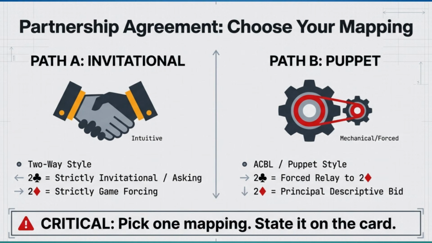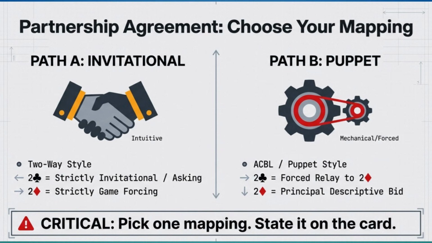Now here's where it gets really interesting. XYZ isn't some rigid one-size-fits-all convention. You and your partner actually have to make a key choice right at the start about how you're going to use it. And believe me, this agreement is absolutely essential. And this slide just lays out that main decision perfectly. Is your 2 club bid going to be invitational, where it's kind of asking your partner to clarify their hand? Or are you going to play it puppet style, where 2 clubs is just an artificial relay that forces your partner to bid 2 diamonds?